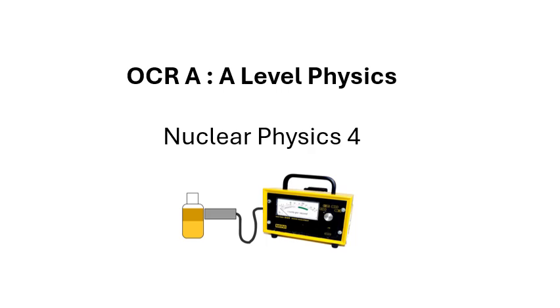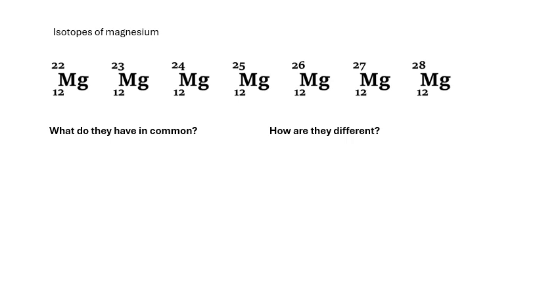OCR A-level physics, nuclear physics 4. And this is going to be all about radioactive decay. And this is the mathematical one, this one. So look at these isotopes of magnesium.